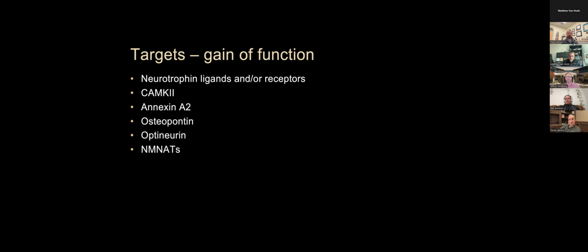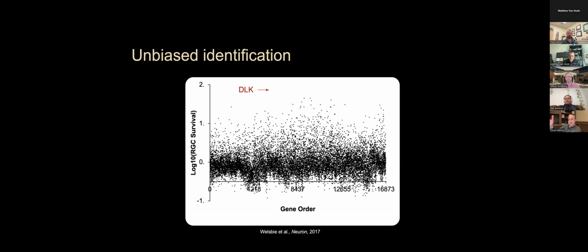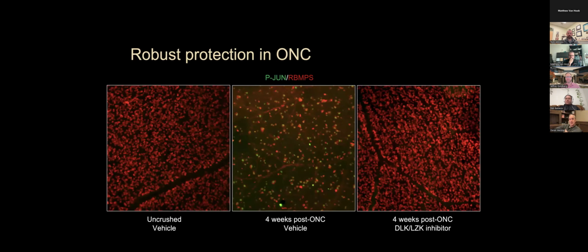Gain of function, I think I want to move relatively quickly. We've shown that DLK is a great target. Unbiased functional genomic screening going through every gene in the genome has shown that simultaneous inhibition of DLK and LZK gives you the most robust survival of a dissociated neonatal RGC. When we inhibit DLK and LZK, we get basically near perfect protection of RGCs in the optic nerve crush model.